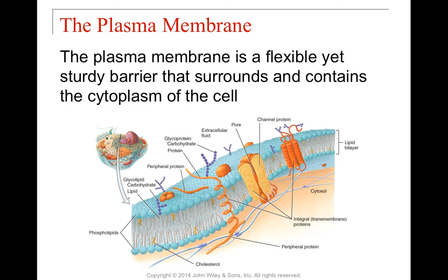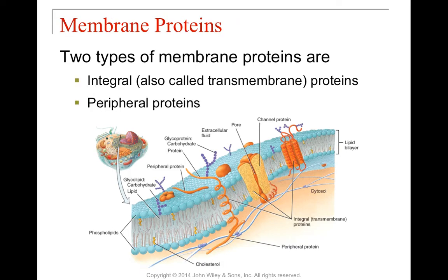So the plasma membrane is very important. It not only separates the inside from the outside, but it also is going to help relay information from the outside to the inside and bring in the nutrients and secrete the waste. So it's going to be a very important barrier that's semi-permeable.